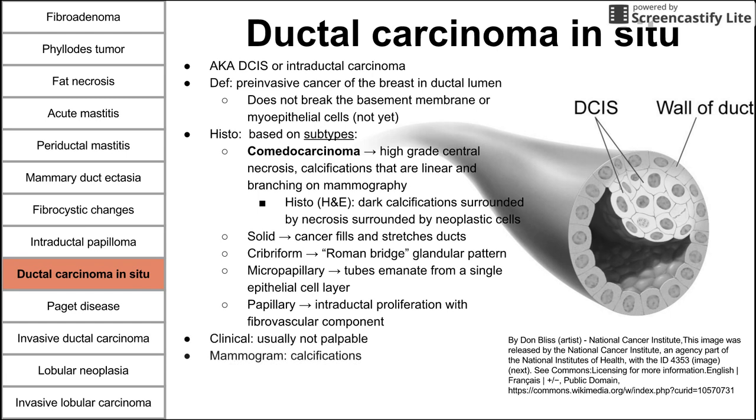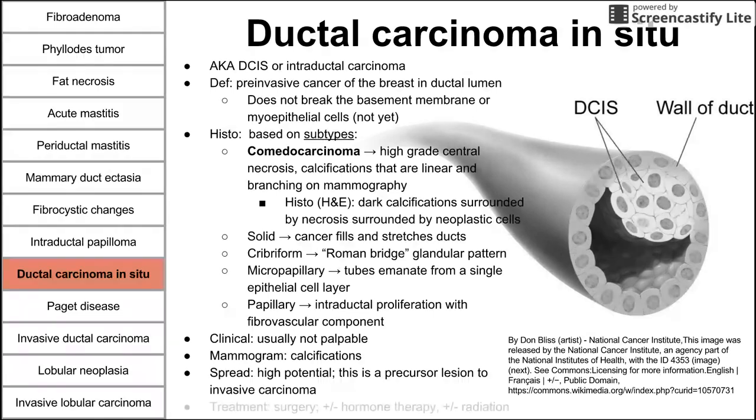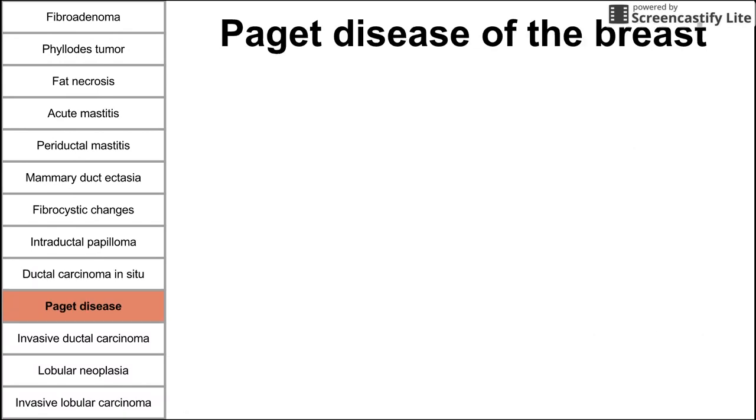These are usually not palpable clinically, and again, you do see calcifications. If it's the comedocarcinoma type, you see linear and branched calcifications on mammography. High potential for spread. This is pretty much a cancer that's in position, that's in situ. So it's definitely a precursor to invasive carcinoma. Treatment is the works. So you have surgery, probably going to add some hormone therapy, probably going to add some radiation to that as well.